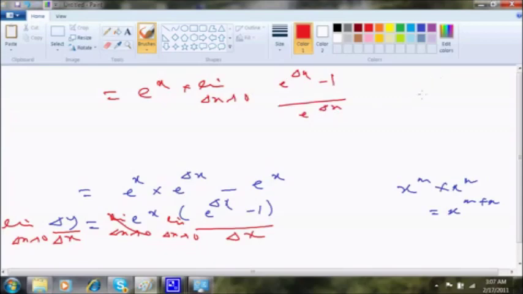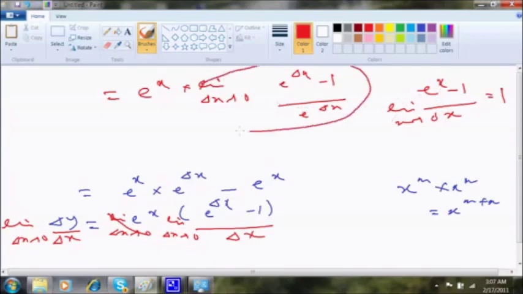For this you just have to remember this formula, that e to the power x minus 1 by x, limit x tends to 0, is 1. In place of x it can be simply anything, theta, sine theta, whatever it is. So this part goes off as 1. So this is e to the power x into 1, which is e to the power x.